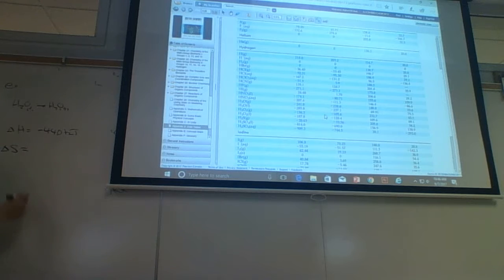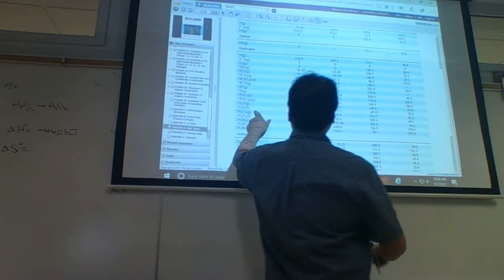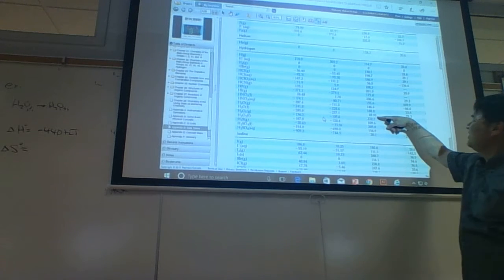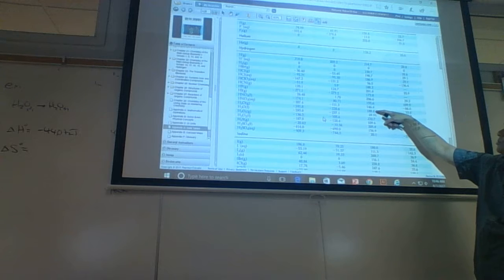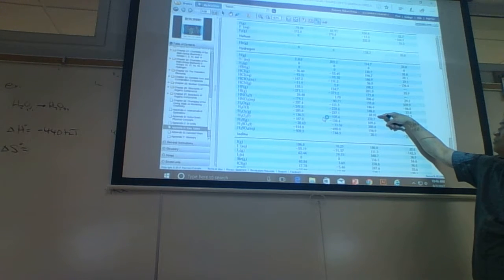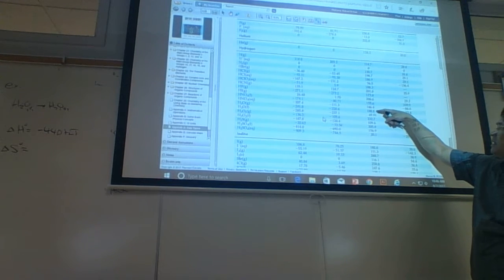Then let's look at our delta S. These are under standard conditions. If we go to our delta S here, it's final minus initial: 188.8 minus 69.91. And so that's going to be 118.89.